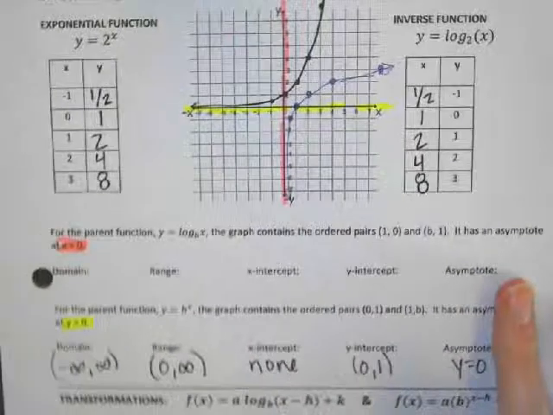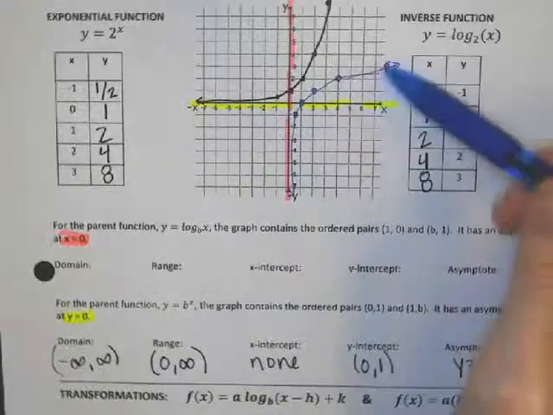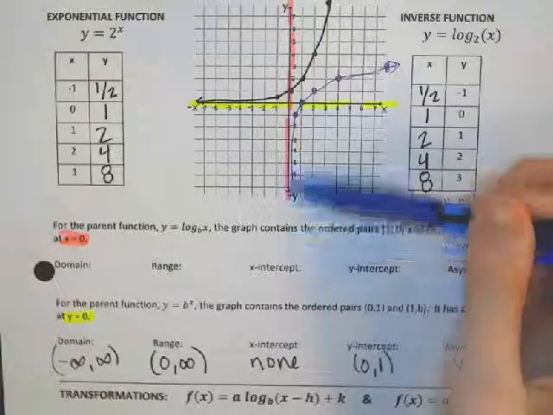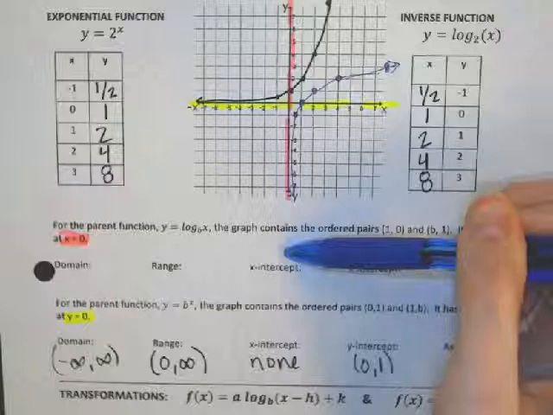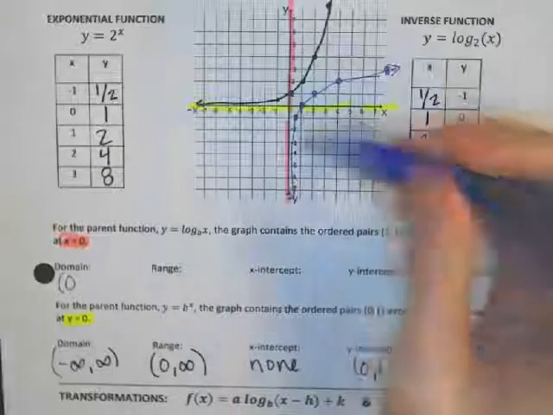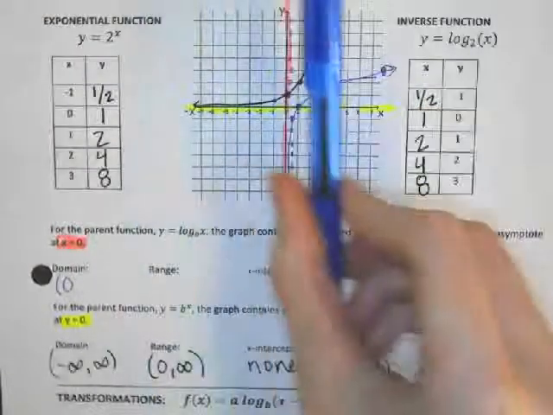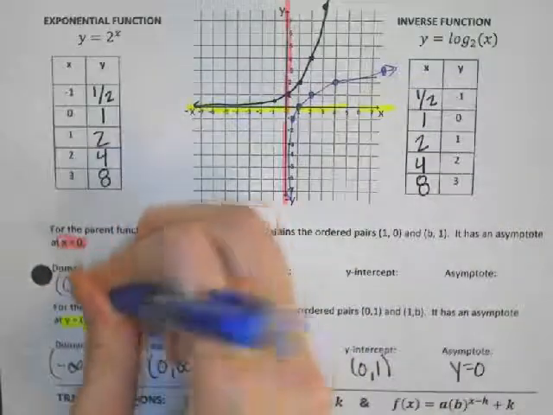All right, so what about the domain for logarithm? Is the domain all real numbers? Does the blue line go to the left and right forever? How far to the left will the blue line go? 0. So it starts at around 0, but we can't get to 0 because remember it said error. So it approaches 0. How far to the right will it go? To infinity. So the domain is from 0 to infinity.